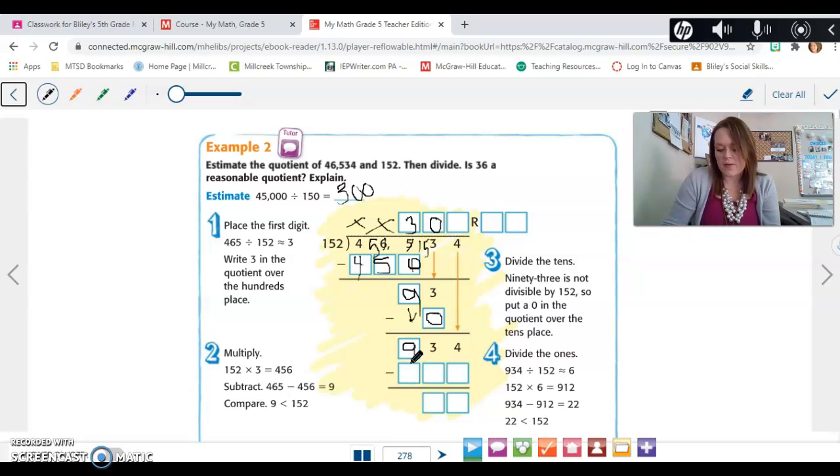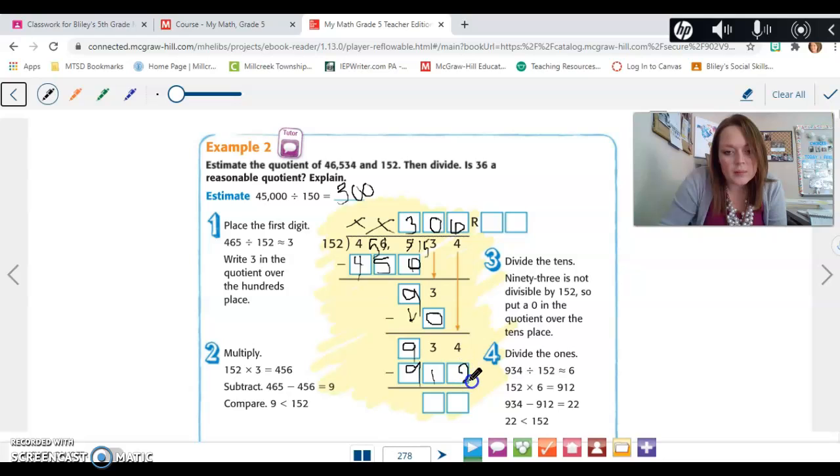So let's try 5. 152 times 5 equals 760. I think I can go again. Let's try 6. 152 times 6 equals 912. That's probably as close as I'm going to get. So let's put our 6 up top, 912.